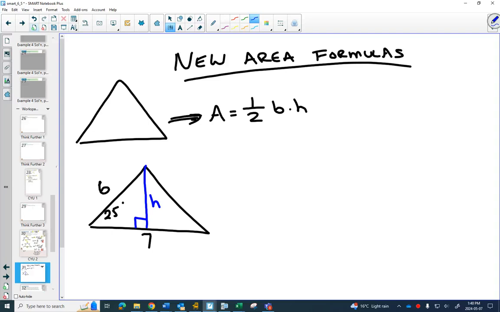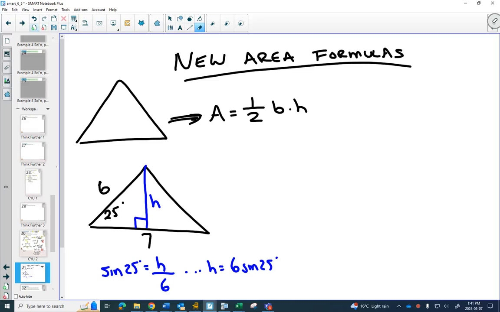And would you agree that if you had this angle of 25, the height is the opposite side, and you know the hypotenuse is 6? So what you could do is say that sine of 25 degrees is opposite side over hypotenuse, and then you could get the h by itself. So h would equal 6 sine 25. Mathematicians did this and they said, well, what happens if we use this idea for a formula?